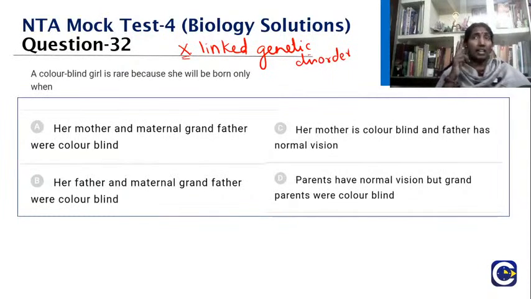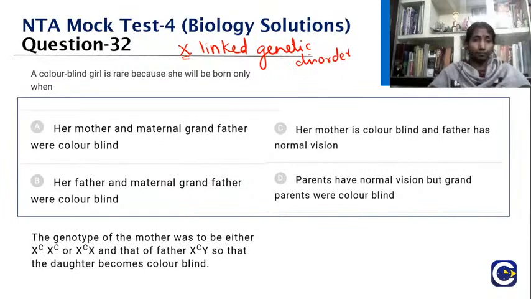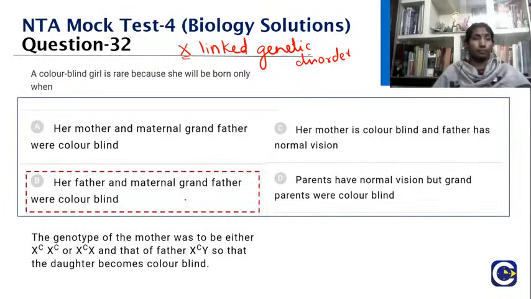But a girl has two copies of X, one from the father and one from the mother, so for her to be affected is quite rare. If her father has normal vision, she will never show the disorder. Hence, what will be the real option? Here you can see the genotype of the mother: either colorblind, that is XcXc, or one X defective and another normal, with the father being colorblind, so that the daughter becomes colorblind. So here the father is colorblind and the mother is a carrier of the disorder. It can be like that.